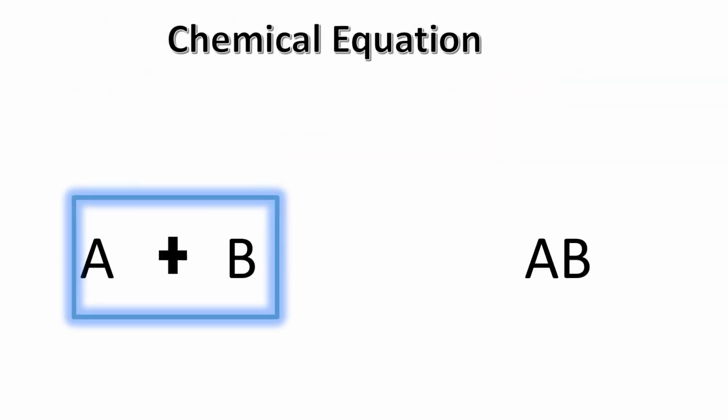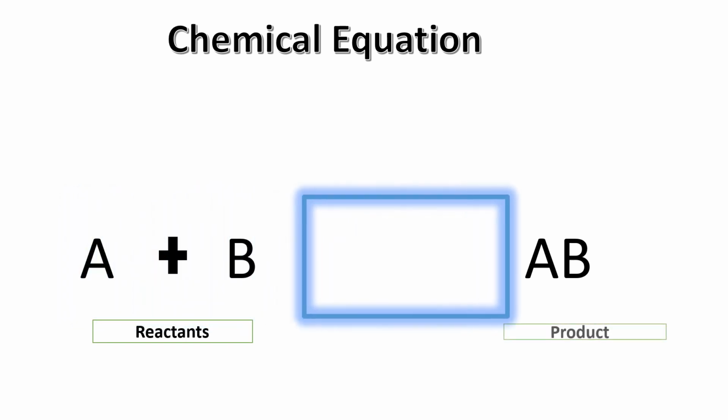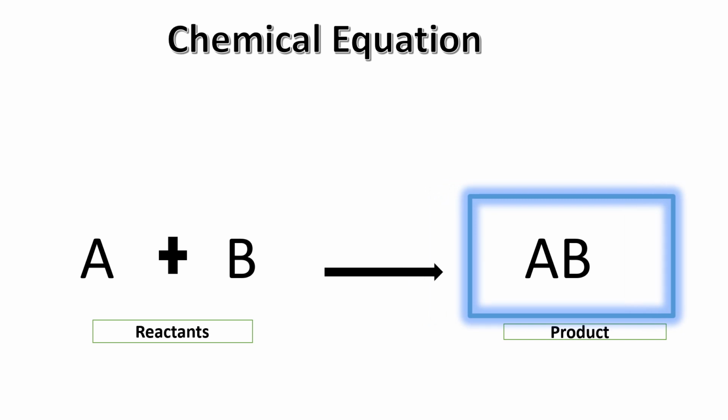Now, when writing chemical reactions, they are written as chemical equations. Reactants are written on the left-hand side and the products on the right-hand side. The arrow, read as yields, is used instead of the equal sign to show that the products have been formed from the reactants. The plus sign shows that substances are added together, or it is used to indicate that more than one substance is added in the reaction.